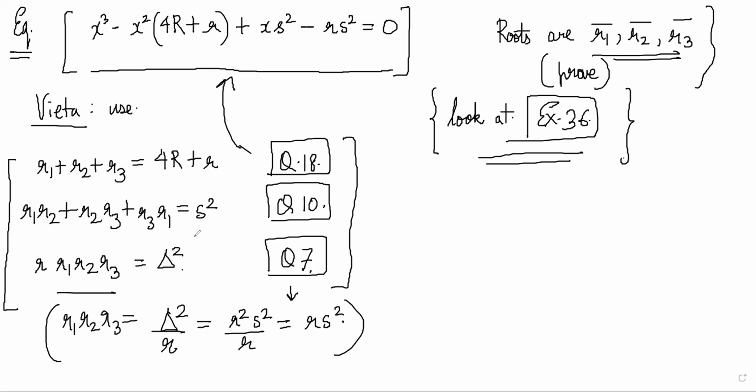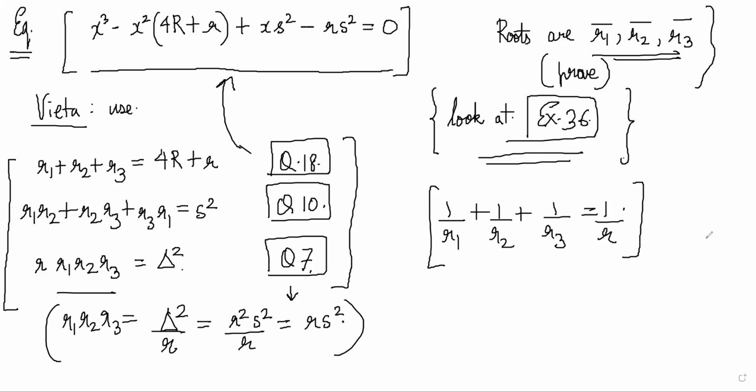One more identity in this one, which is nice and memorable, so you should know it, is 1 by R1 plus 1 by R2 plus 1 by R3 is equal to 1 by r. This is question number 11. So these three, four things from this exercise are the takeaways. Other than that, you have to derive it. You cannot remember everything. These are nice results.